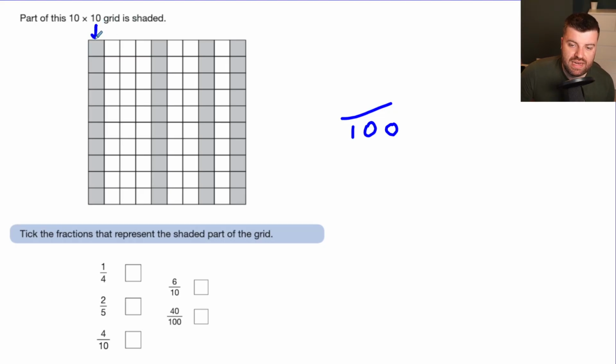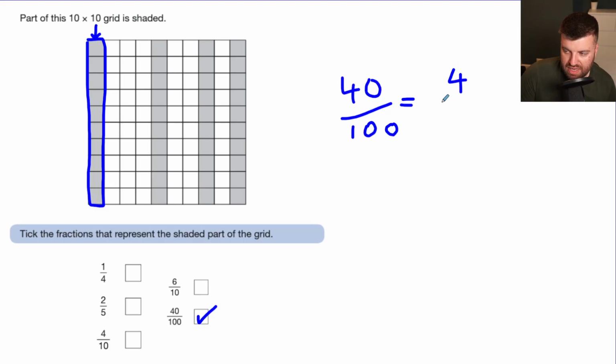Well, if you know anything about these 100 grids, you would have seen them in school plenty of times. Each column or row is 10. So we actually have 4 columns here, which is 40 out of 100. Straight away, I can tick 40 out of 100. But I want you to notice something else as well, something that we do teach in school, that each column is the same as a tenth. So 40 out of 100, actually we could also say there are 4 columns and each one's a tenth, so that's the same as 4 tenths, which means we can also tick this one.